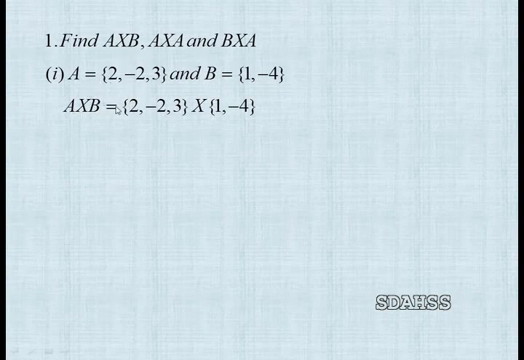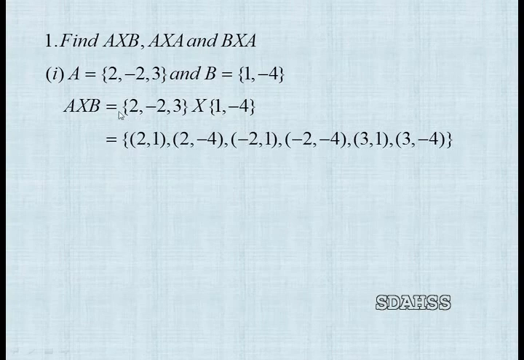A cross B is equal to, in the place of A write the set A {2, -2, 3} cross, in the place of B write the set B {1, -4}. Now find the Cartesian product. So this can be written as (2, 1), (2, -4), (-2, 1), (-2, -4), (3, 1), (3, -4).